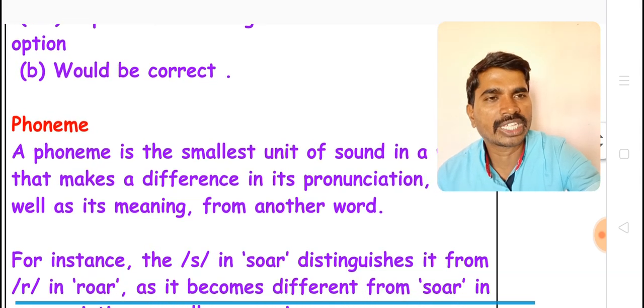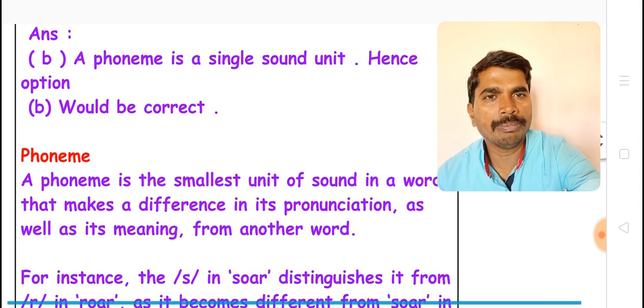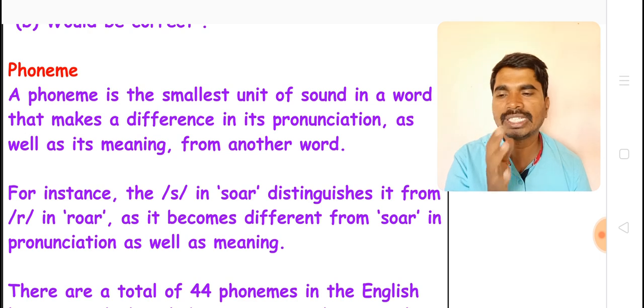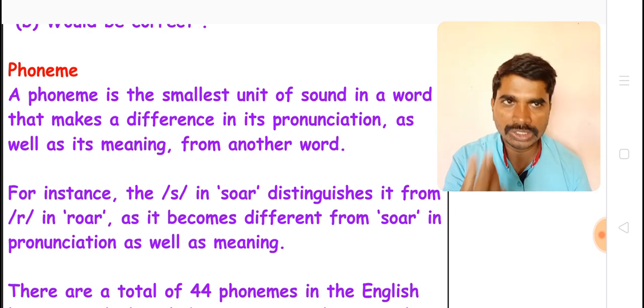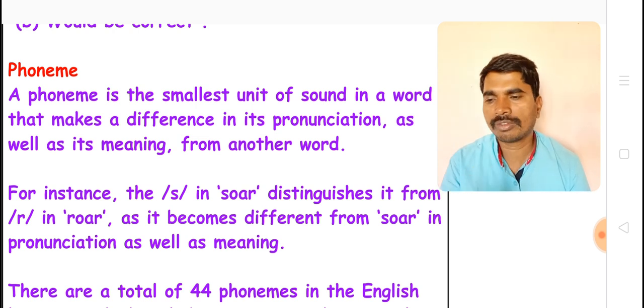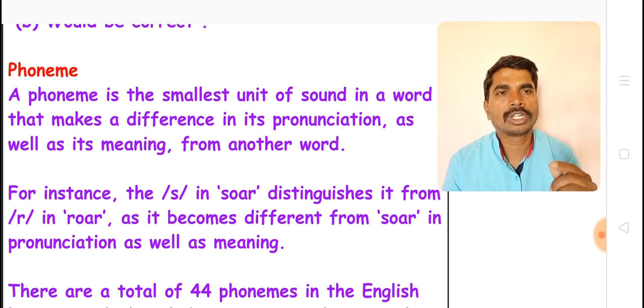Let's see some of the explanation. Phoneme is the smallest unit of a word that makes a difference in its pronunciation as well as its meaning from another word. For example, let's take the word soar.